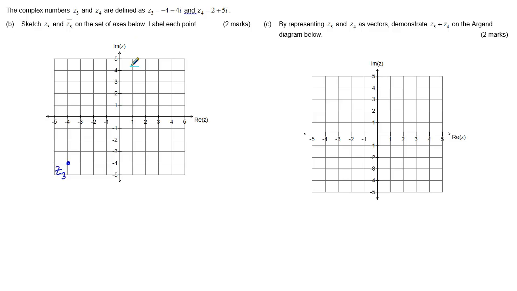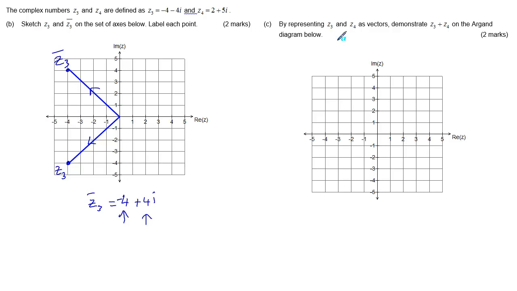Now it's normal to represent complex numbers as vectors. z3 bar must be negative 4, add 4i. Remember, the conjugate has the same real part, but you change the sign on the imaginary part. So that's actually going to be just here, like so. So this one here is z3 bar.